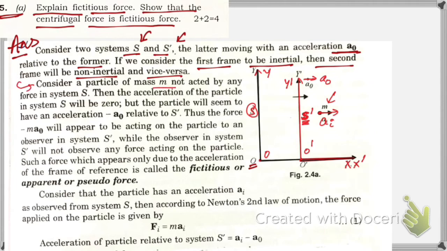Now consider a particle of mass m that, as I have already said, is not acted on by any force in the system S. Then the acceleration of the particle in the system S will be 0. So with respect to this system S, the force on this particle of mass m is 0. Therefore the acceleration of this particle with respect to frame S is 0, but the particle will seem to have an acceleration negative a0 relative to S dash, right?